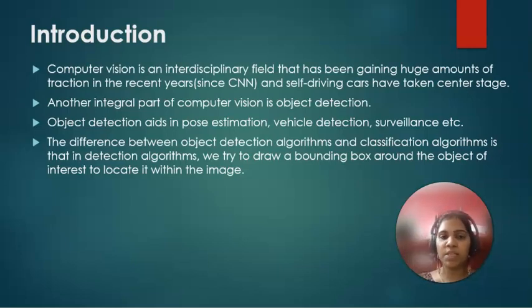inside an image. So the main difference between detection algorithms and classification algorithms is that in detection algorithms there will be a bounding box around the object of region of interest within the image. So if there is one object, then we have one bounding box. If two objects are there, we have two bounding boxes. Like that, however many objects there are, we have that many bounding boxes.